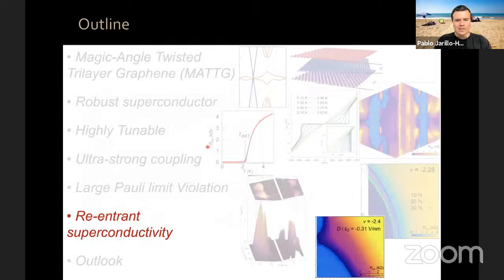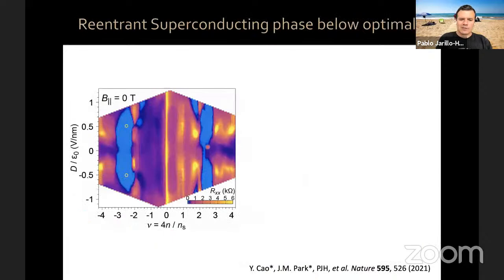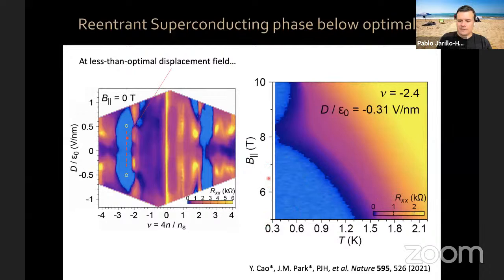Now, moreover, none of those mechanisms can explain what I'm going to show you now, which is the following. Okay? So I have been showing you data at optimal displacement field and optimal density. However, if we look at this parallel magnetic field behavior at less than optimal displacement field in this region here, okay, we see the following. Okay? And zooming now in the high magnetic field region, so this axis starts at 5 tesla. So you can imagine this goes down like that parabolically, down to zero magnetic field.